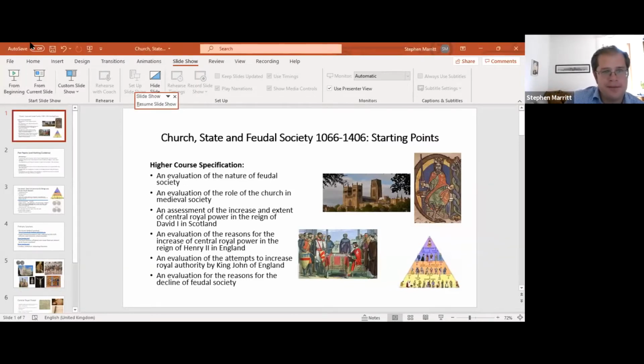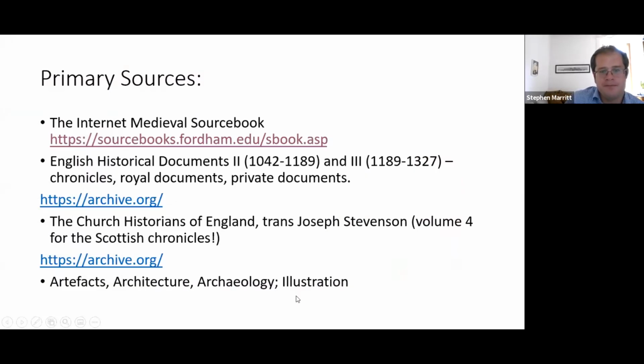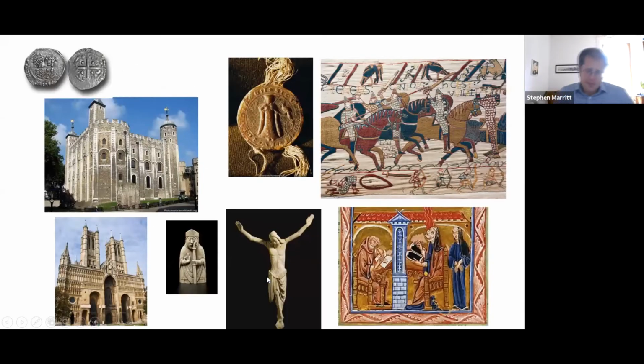So if we go through to here, one of the things that we're doing increasingly at universities is moving beyond just dull bits of text and looking at artifacts and architecture. And the internet is a huge resource for that kind of thing, of free material. So I was just going to go through these to give you examples of how we might use them.